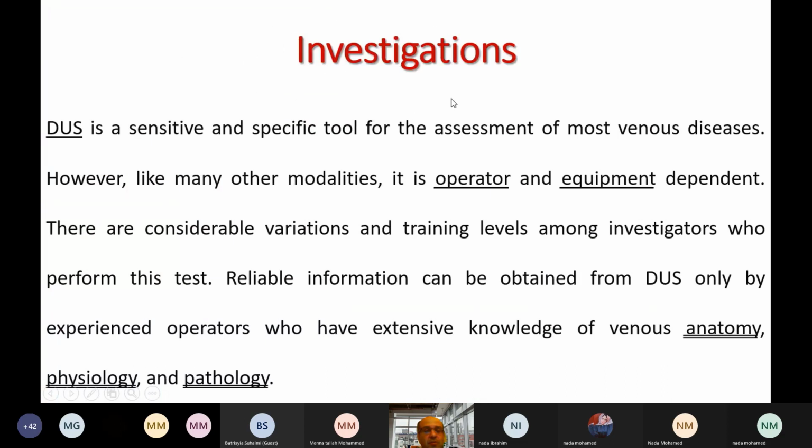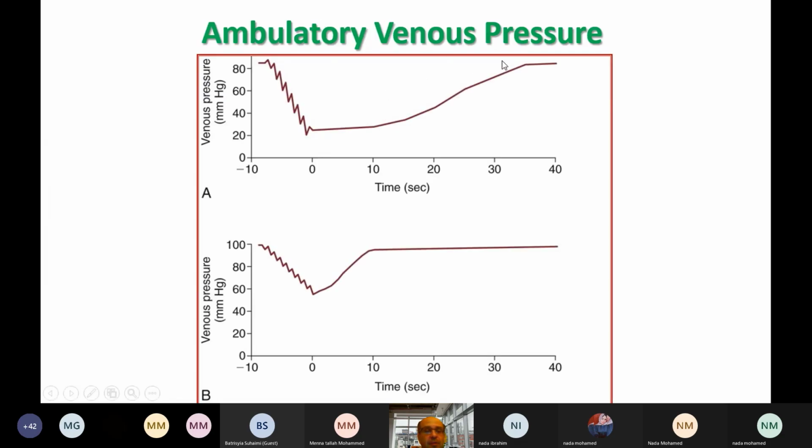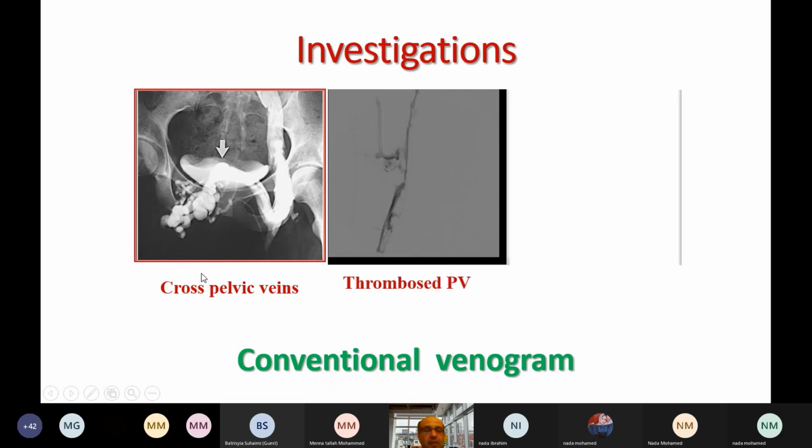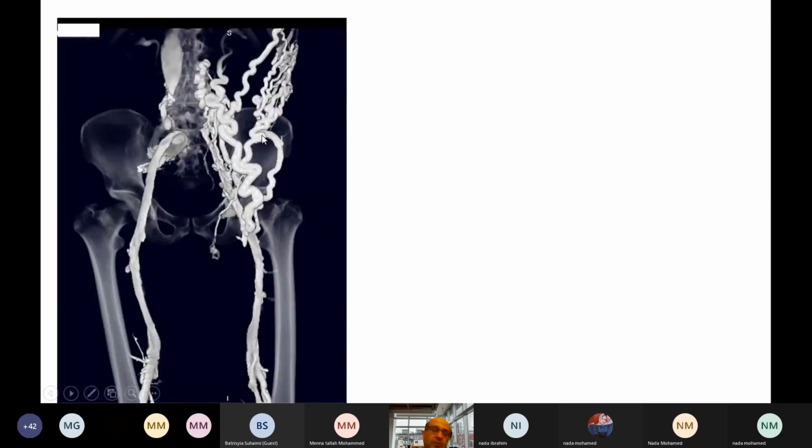Whenever you are asked about the investigation for varicose vein, please say it is a duplex ultrasound, and then you can add ambulatory venous pressure or venogram or CT venogram, but don't start with CT venogram. What is the investigation for varicose vein? It is duplex ultrasound. And you can see in this venogram that the left iliac vein is crossed and compressed by the right iliac artery, and hence there is some sort of affection of the venous return, resulting in opening of the collateral in the suprapubic area to bypass to the other side.